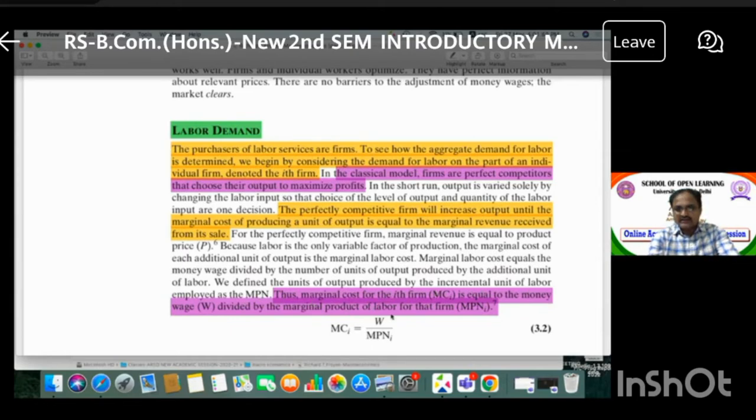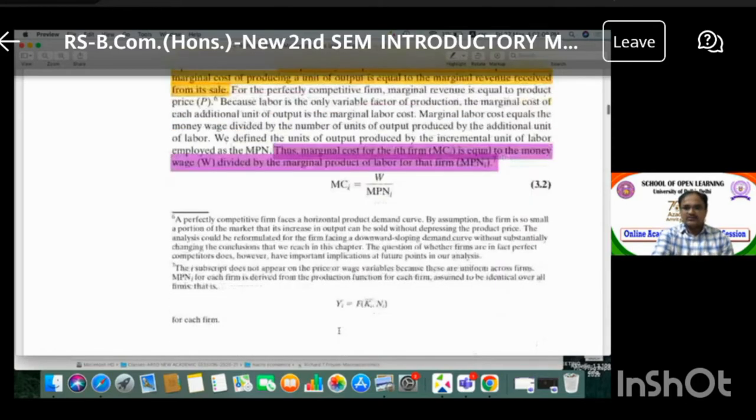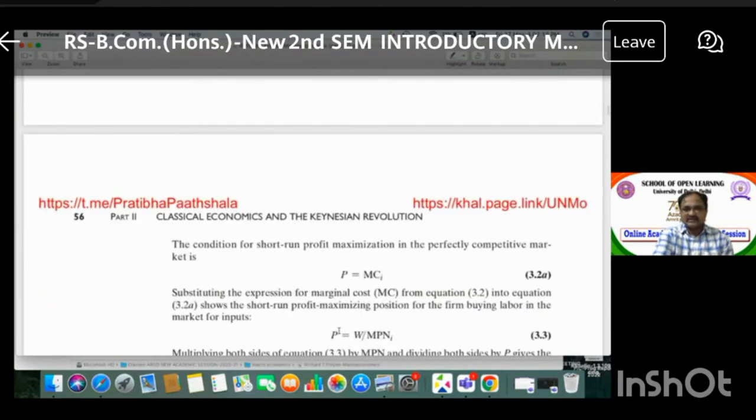So how can you divide by the MPN? The producer is always looking at what his cost of production is, what the wage rate is, and what the labor productivity is. So MC is equal to W by MPN. We can define that equation. P is equal to marginal cost. Marginal cost means whatever cost takes place at the level of production, and that is equal to the price of the particular product. Got the point? So P is equal to MC.